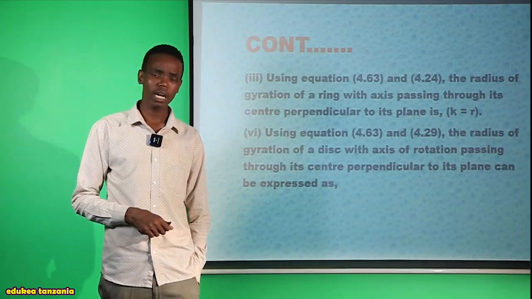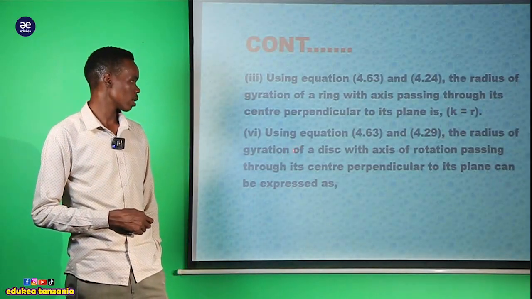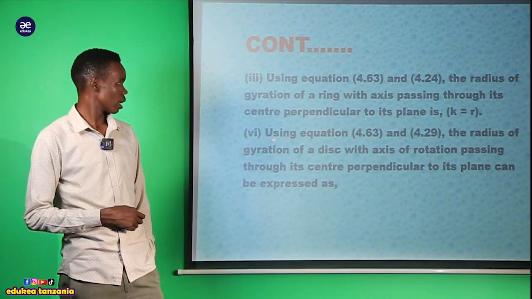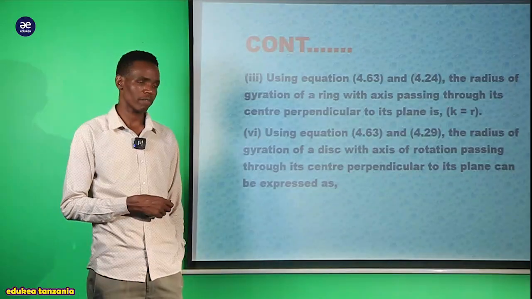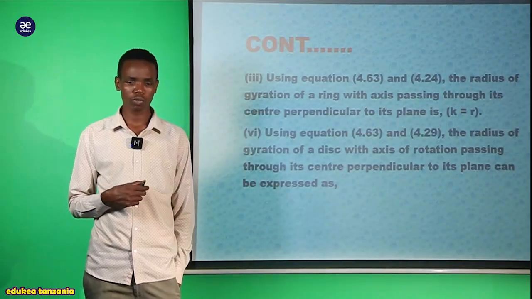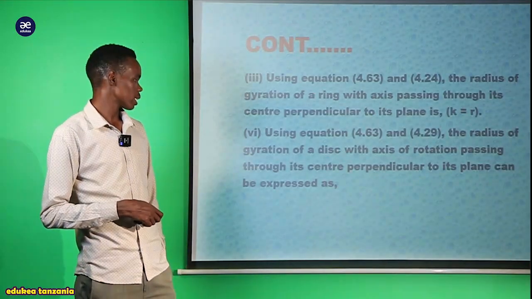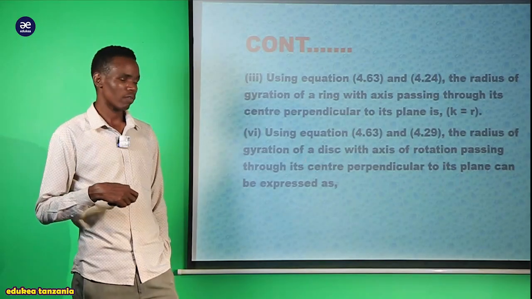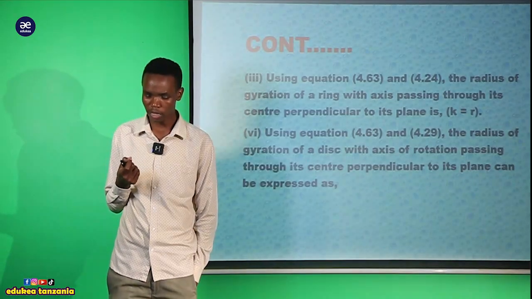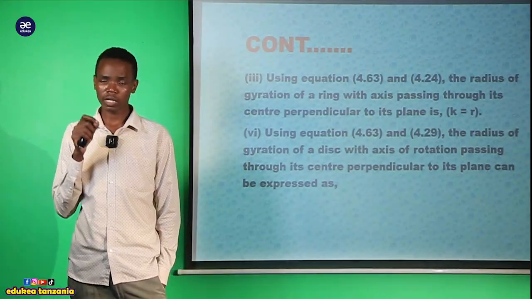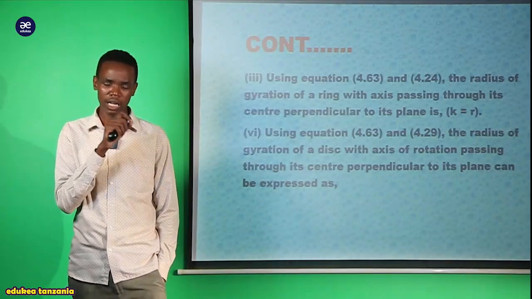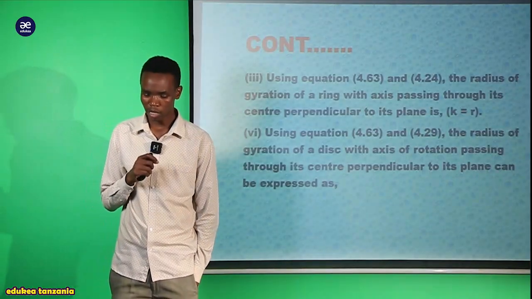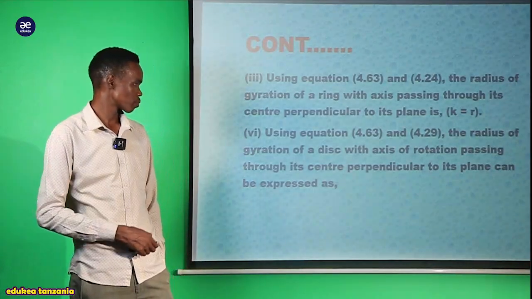So after this one, let us go to Roman number 4, where we were asked to demonstrate the radius of gyration for the disk. So let us look at the disk: how do we get the radius of gyration? That is what we have been asked in our equation here.